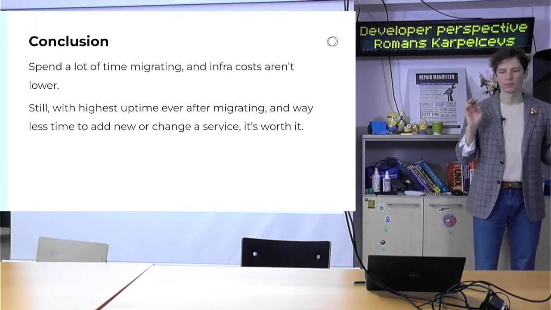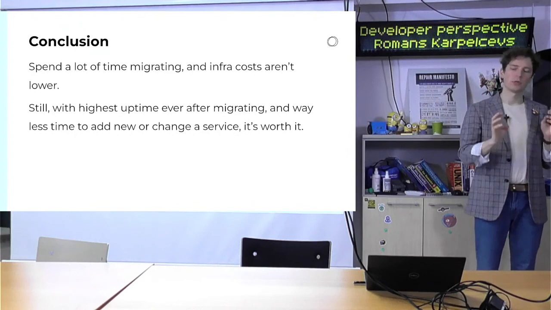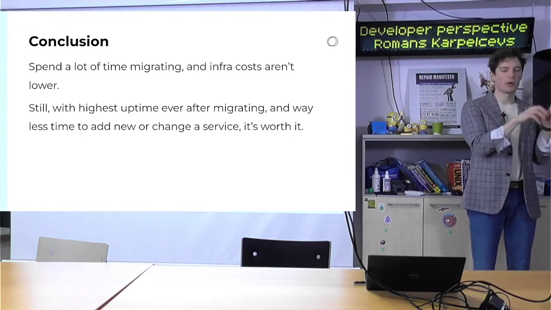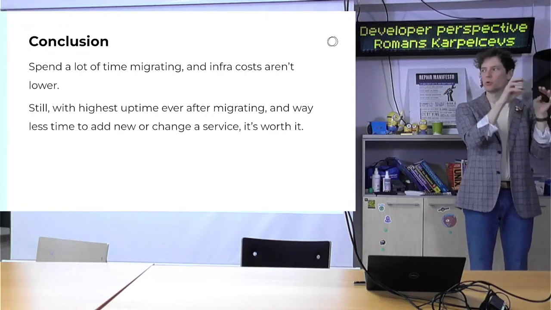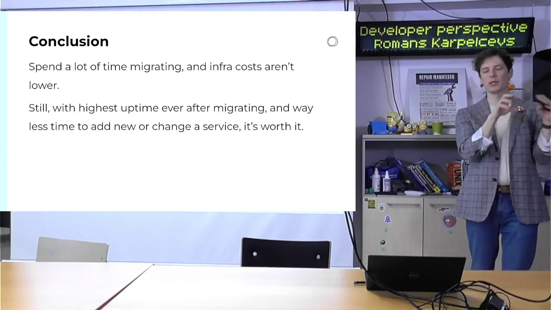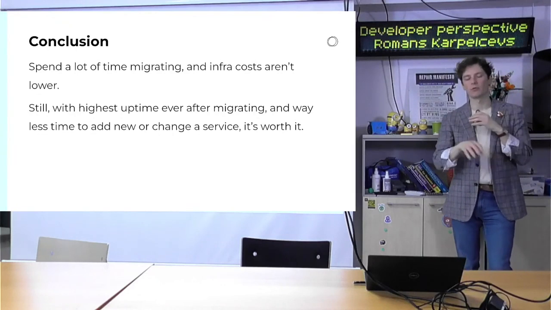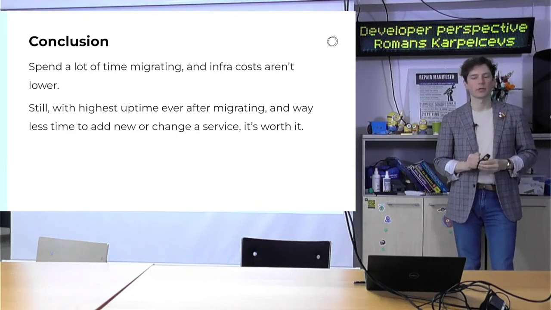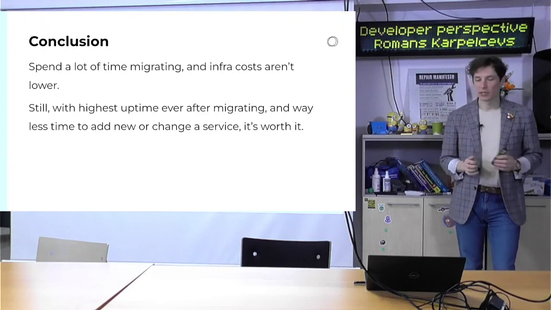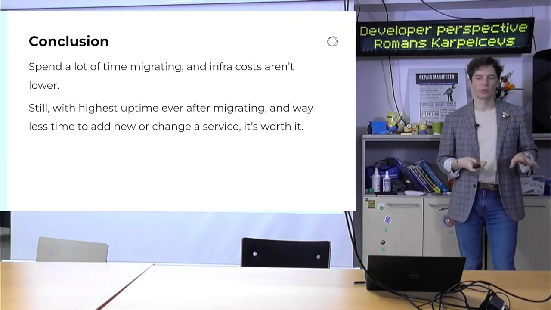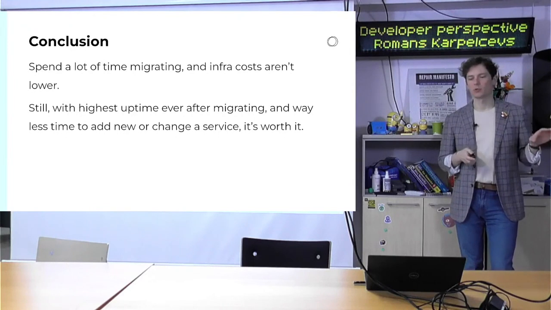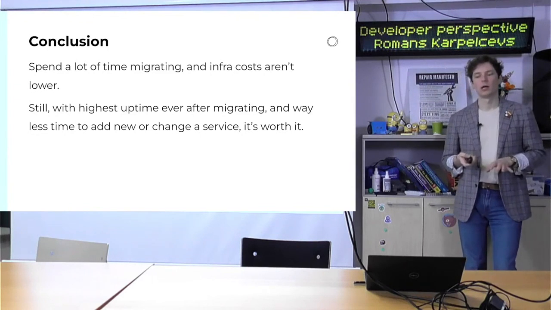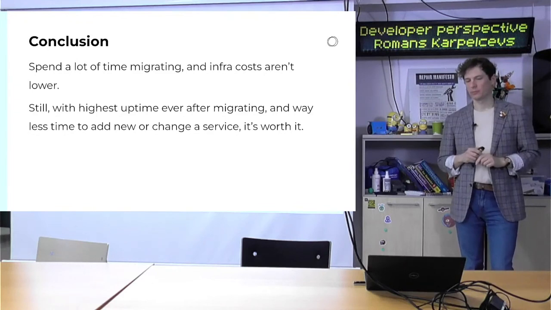AWS is charging a lot for that. Previously, we were very carefully setting up which services have outbound connections. They have public IPs for those particular EC2 instances, and money and traffic was saved that way. And right now, it's not the case, and we are paying extra for that. But still, we have the highest uptime ever after migrating, and way less time to spend to add or change a service, so it was definitely worth it, and quite a great experience for us.